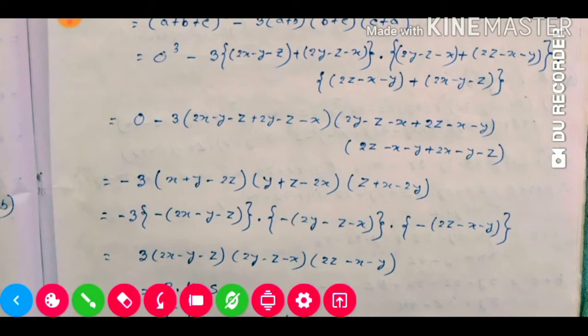And z: here it is minus z, and this one is also minus z, so it will be minus 2z. Similarly, we will see this portion also. So y: 2y plus 2y and minus y will be plus y. And z: here it is minus z, and it is plus 2z, so it will be plus z. And x: here also minus, so it will be minus 2x. Similarly, this part also: 2z plus 2z minus z will be z.